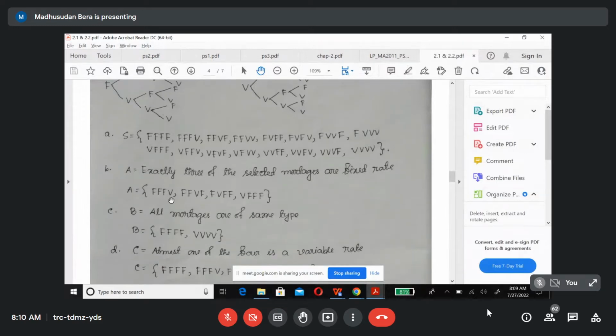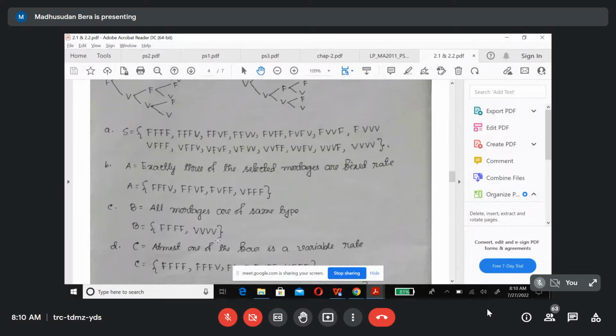So 3F 1V. The V will be either at the fourth position, third, second, or first position. So FFFV, FFVF, FVFF, VFFF. That is part B. Then part C was all mortgages are of the same type, meaning all are either fixed rate or all are variable rate. So FFFF or VVVV. Part B and part C clear? Yes, sir. Okay.